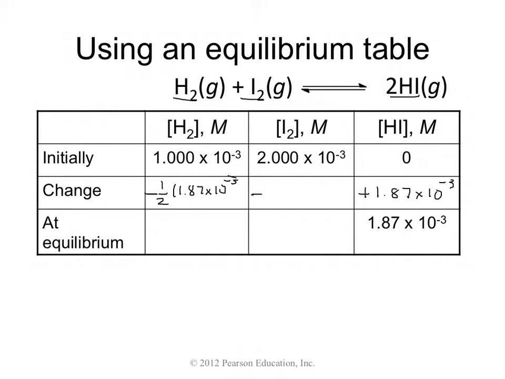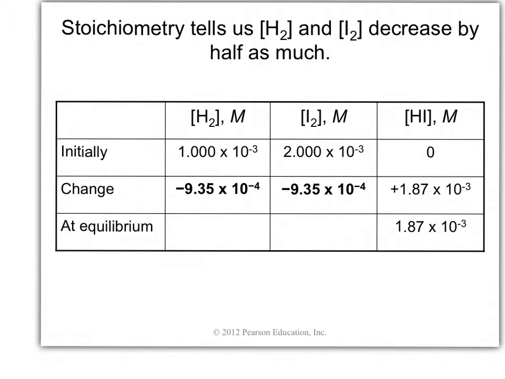That's the same in this box. When I calculate what 1/2 of 1.87 times 10 to the minus third is, I get 9.35 times 10 to the minus fourth molar. So I substitute that value in each of these boxes for H2 and I2.